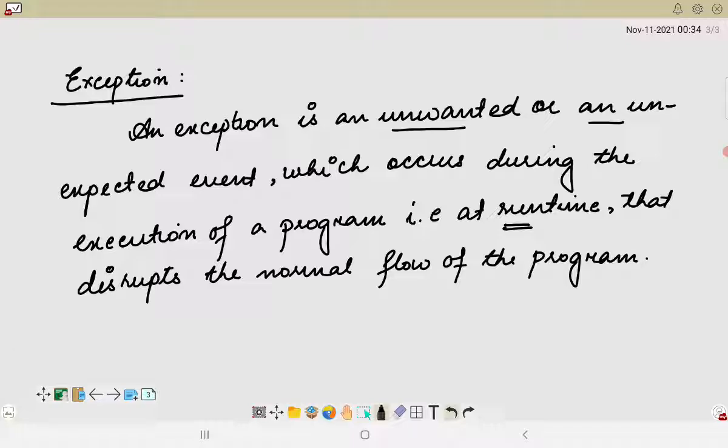Okay, so we have to understand that if I already have a program, that means I have some lines of code to be executed, and these lines of code generally execute in a normal flow. If this normal flow is interrupted or disrupted at some point by some unwanted or unexpected event, then we can call that an exception has occurred.